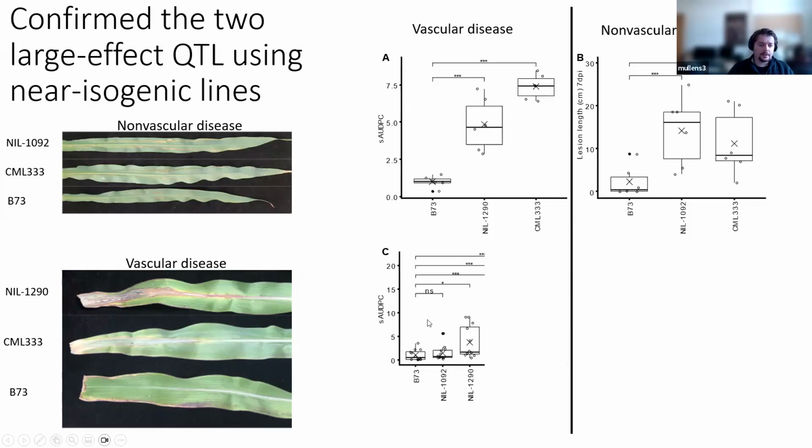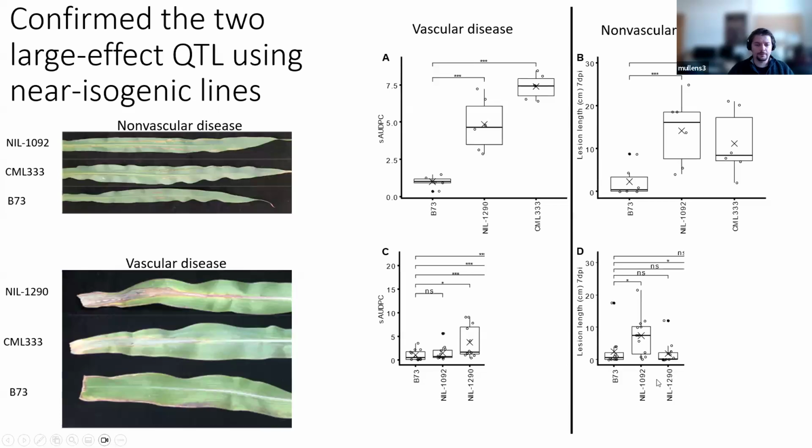Additionally, here I'm showing cut inoculation again, but of NIL 1092 and NIL 1290. You can see NIL 1290 still significantly more susceptible, but NIL 1092 not really different from B73. Then when you infiltrate, you see the opposite. NIL 1290 is not different than B73, but NIL 1092 is significantly different. So it shows that the resistance in the different tissue types is independent of each other, inherited independently.